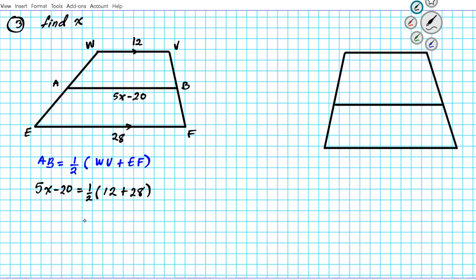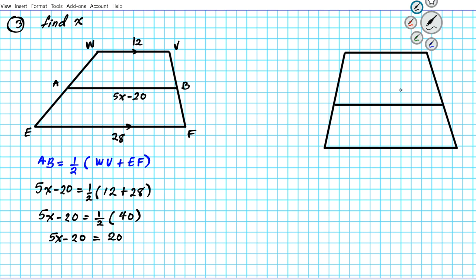Let's solve this. We have 5x minus 20 is equal to 1/2. So I'm adding two even numbers. It's going to be divisible by 2. So let me just leave the 1/2 alone. So 12 plus 28 is 40. All right, now what is 40 divided by 2? 40 divided by 2 is 20, right? So we have 5x minus 20 is equal to 20. Nice. You could have also multiplied this by 2. You get the same thing.